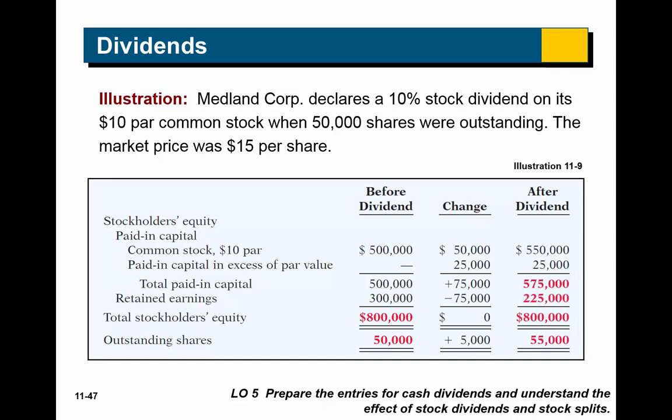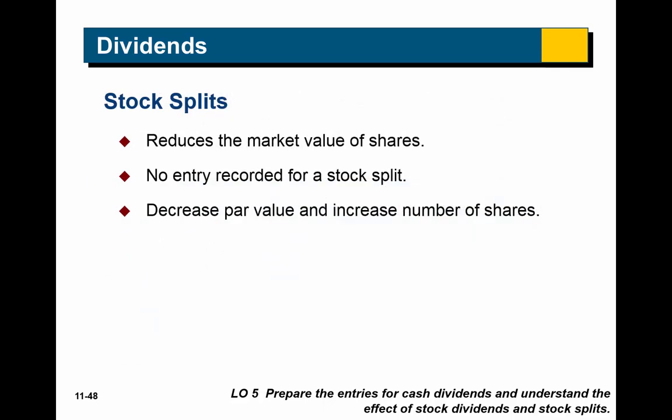And then here's after the dividend. So now the common stock account will be $550. Paid-in capital will be $25 for a total paid-in capital of $575. And the retained earnings will be $225. Total stockholders' equity will still be $800,000, but now there'll be 5,500 outstanding shares. That's what a stock dividend looks like and how it works.